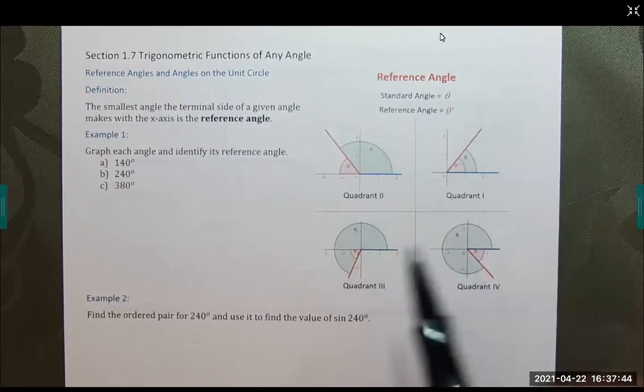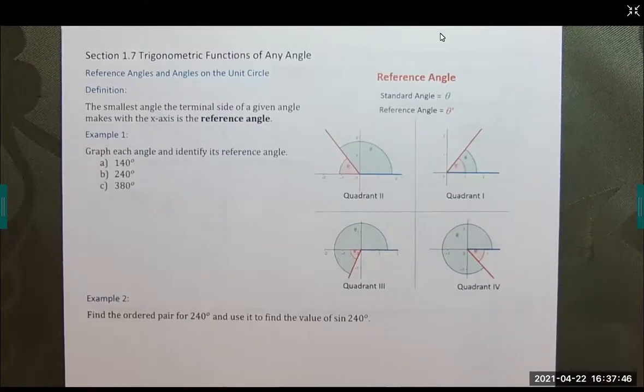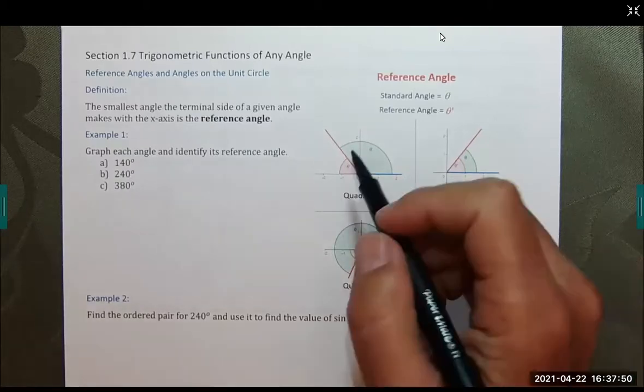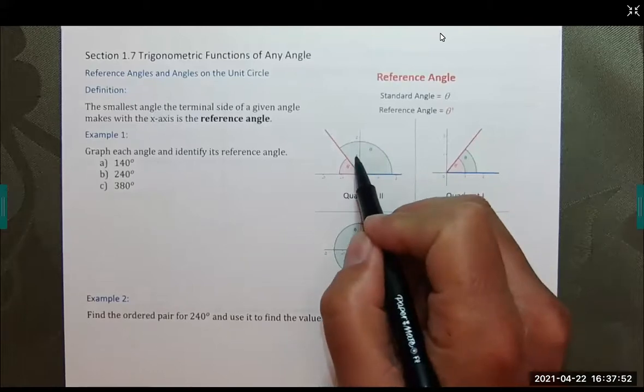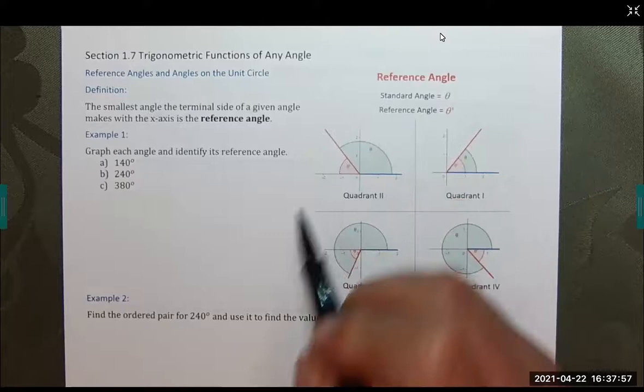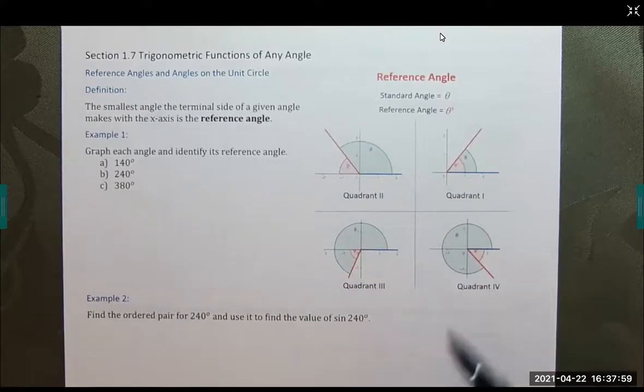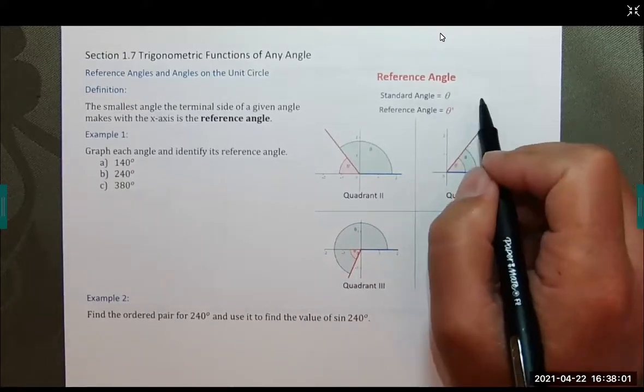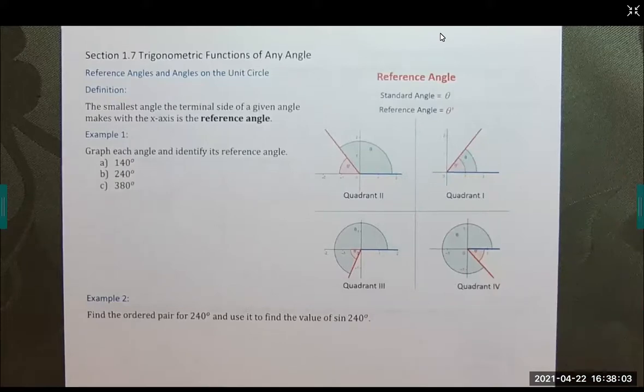The smallest angle the terminal side of a given angle makes with the x-axis is the reference angle. So it's always going to be whatever the angle is. The green is the angle. Whatever the angle is, the quickest way to the x-axis, that's going to be your reference angle. And we use the notation theta prime, or with a little tick above it, to talk about the reference angle.